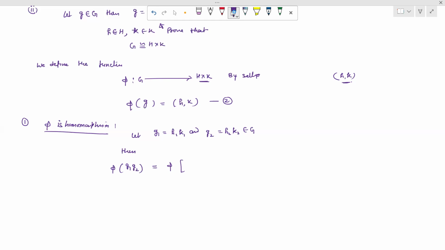So H1 K1 into H2 K2, this will equal, basically you write down the product of H and K. So there is no issue for that. So this can be written as phi of H1 K1 and H2 K2.